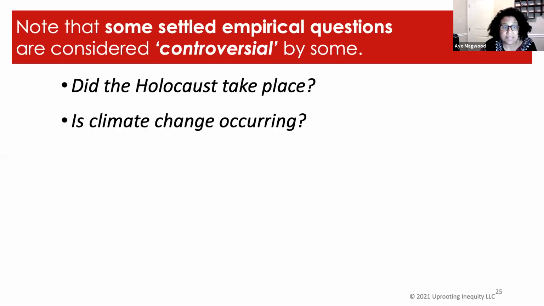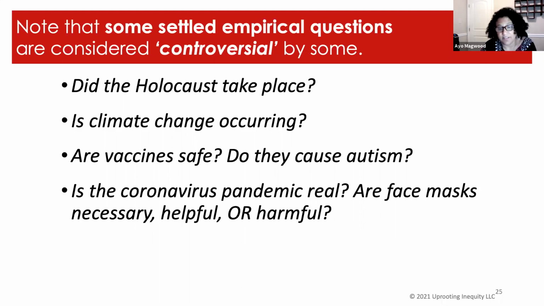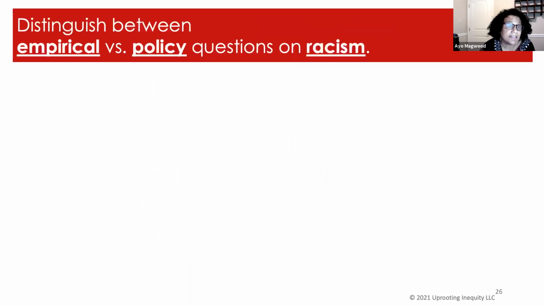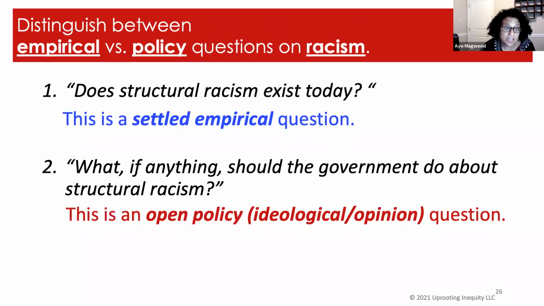So did the Holocaust take place? Is climate change occurring? Are vaccines safe? Is the coronavirus pandemic real? And does structural racism exist? That is a settled empirical question. And just because some people think it's controversial doesn't make it less settled and empirical. There's tons and tons and tons of evidence on it. I have a workshop on it if you're interested. So does structural racism exist is a settled empirical question. It is a fact, okay?